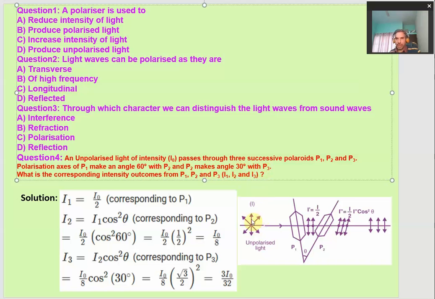You can look at this diagram. Here it is the unpolarized light, here it is the polarizer. The angle between the polarizer and the second polarizer P2 is 60 degrees. It is given to be 60 degrees, right?